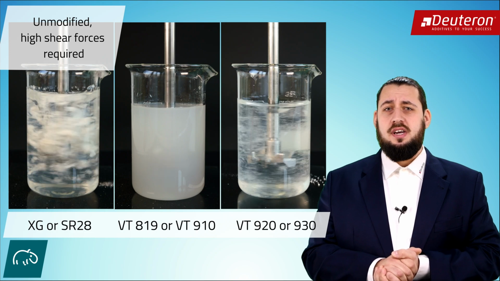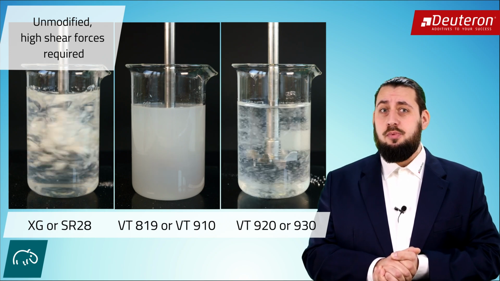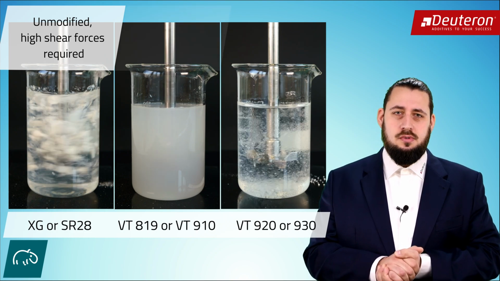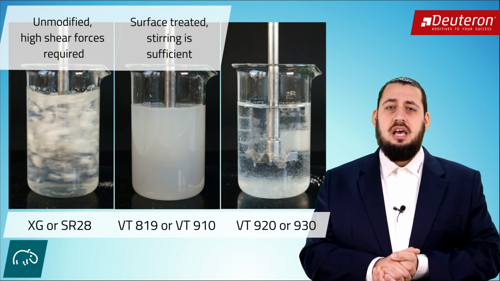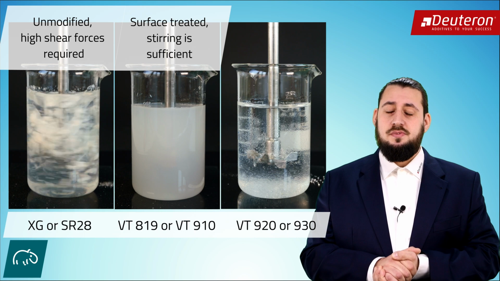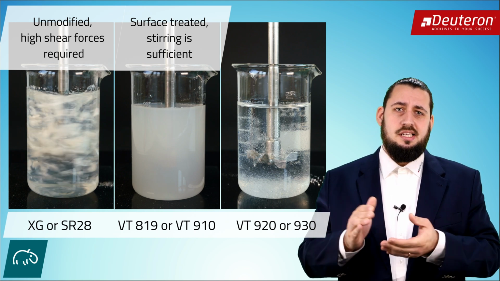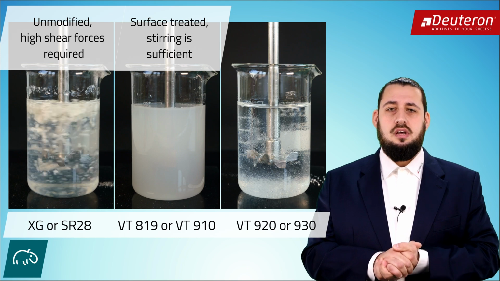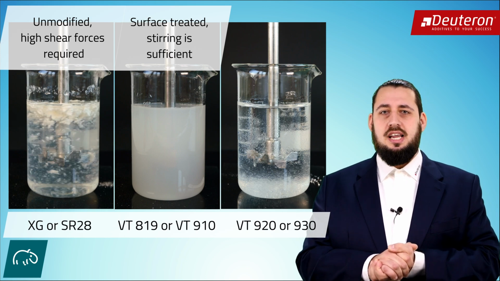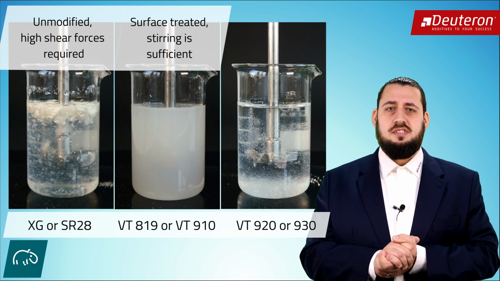We offer modified types to avoid the difficult incorporation. Deuteron VT819 and VT910 have a small amount of glyoxal on the surface. Glyoxal delays the fast swelling. The water removes the glyoxal slowly. Homogeneous swelling occurs without lumps and without shear forces.